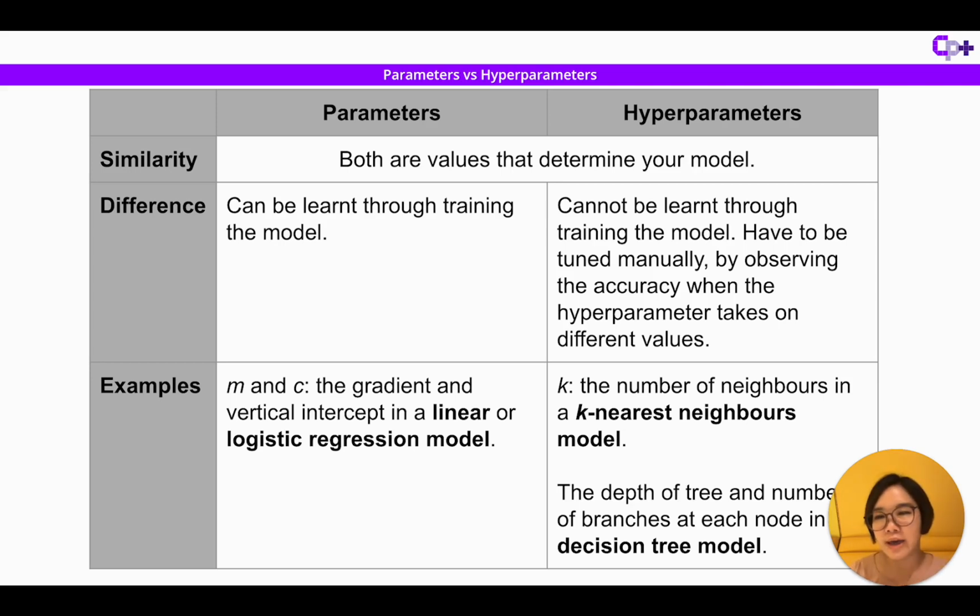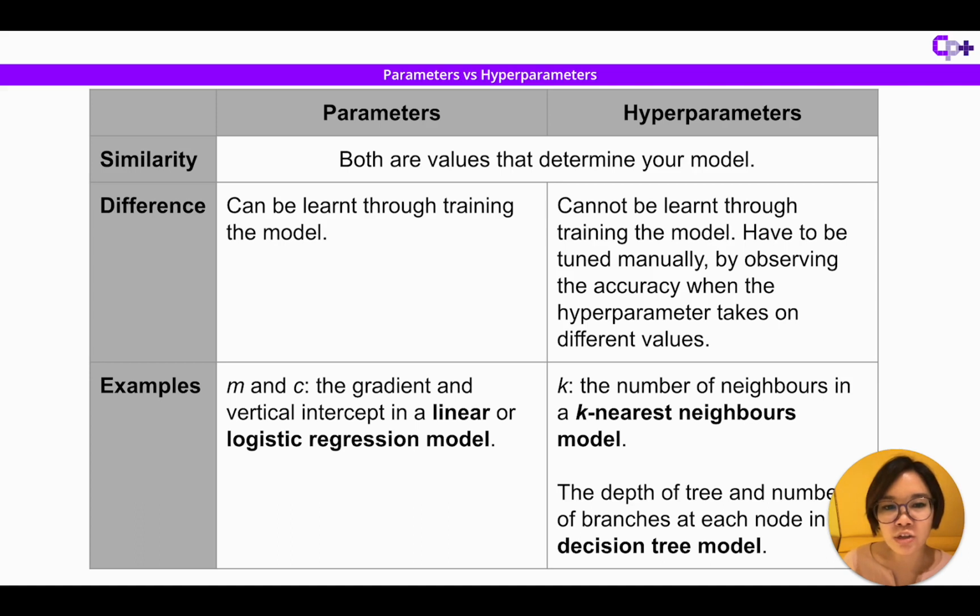It would try different values and see which is the best value to output as its linear regression line, or maybe your logistic regression or your support vector machine. Okay, so those are parameters that the computer will learn automatically through training. But hyperparameters, on the other hand, cannot be learned through training. You have to manually tune them, manually change the value, and then observe whether the accuracy increases or decreases to determine what value you want to use.